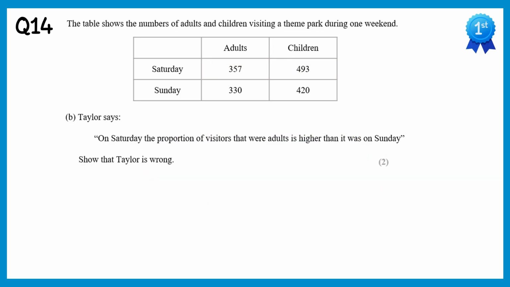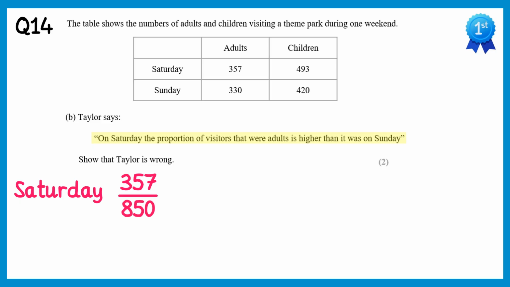For the second part of this question, we're told that Taylor says, on Saturday the proportion of visitors that were adults is higher than it was on Sunday. So we need to work out the proportion of visitors that were adults on each of those days. Now a proportion is just like a fraction. So in fact we've just done this in the previous part for Saturday. So for Saturday, there were 357 adults out of a total of 850 people.